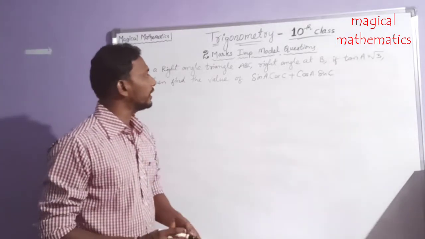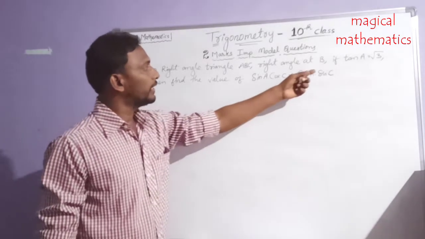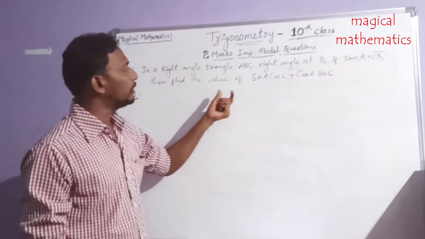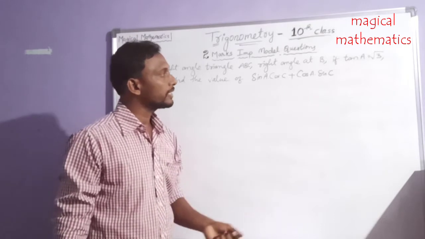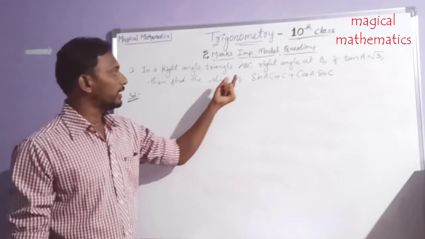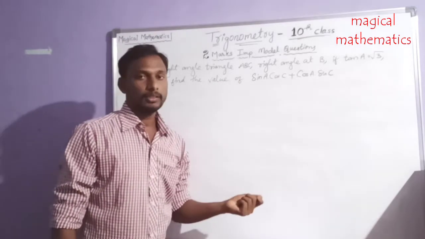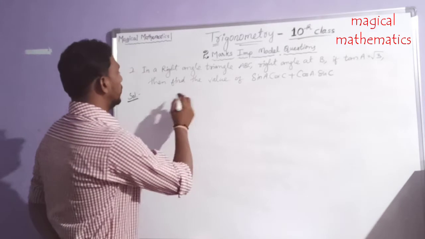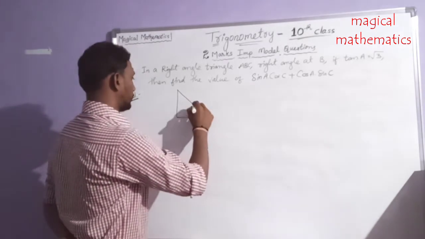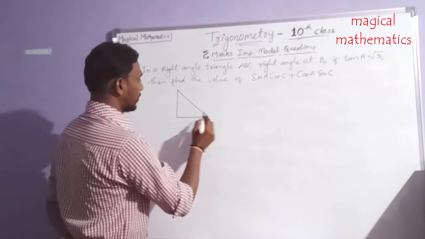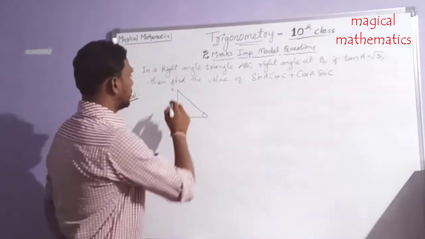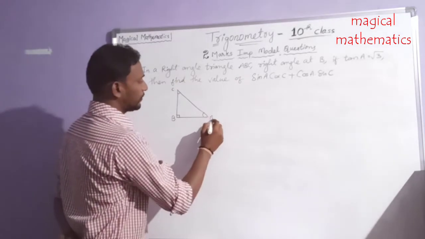See the next question. In a right angle triangle ABC, right angle at B, if tan A is equal to root 3, then find the value of sin A into cos C plus cos A into sin C. Okay. Right, again a right angle triangle. Right angle is given at B. So first of all, let us take one right angle triangle, right angle at B. Let us take here C, here A.